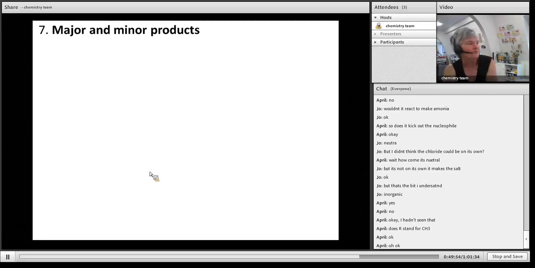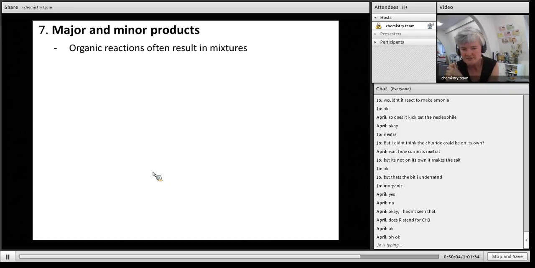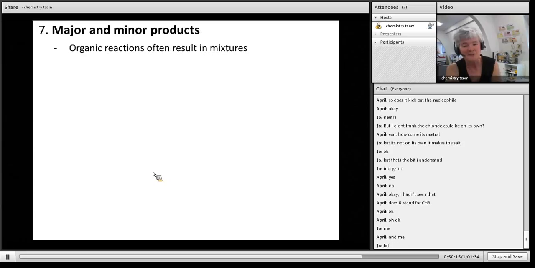Right, then the last one is major and minor products. Now, April, I think it was you that said you hadn't done level 2, so you wouldn't have come across Zaitsev's rule or Markovnikov's rule yet. Oh, Joe, okay. Was it both of you then? Okay, both of you, right. So you're going to learn Zaitsev's rule and Markovnikov's rule, because they will help tell you what's going to be a major product and what's a minor product.